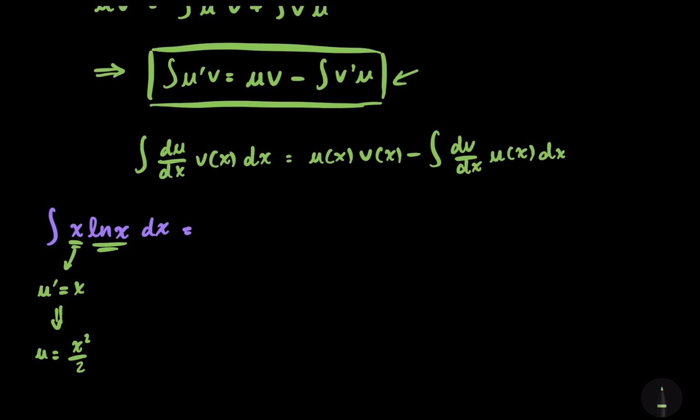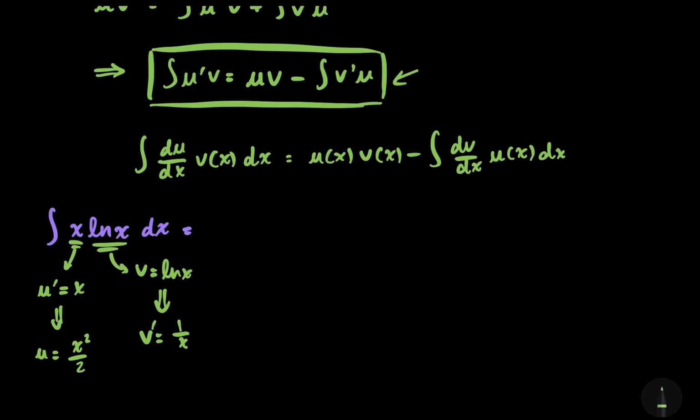Instead we can just say let v equal natural log of x, and then v prime will just be equal to 1 over x. And so now we can go ahead and use this information, input it into the equation that we defined above, and then we can just go ahead and integrate as we would normally.